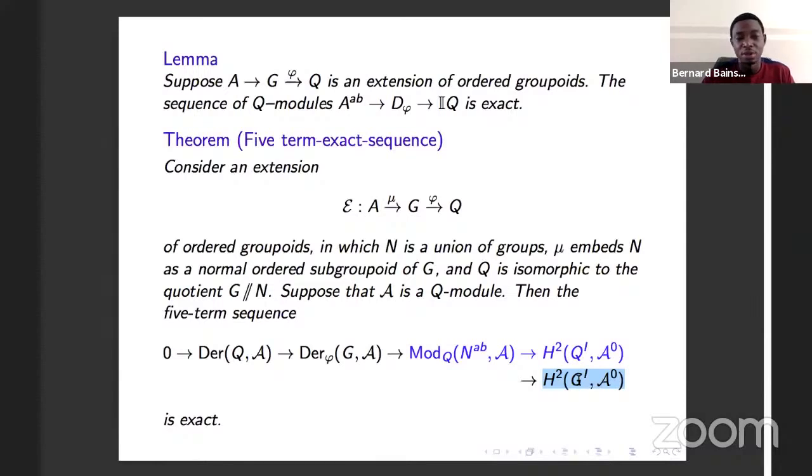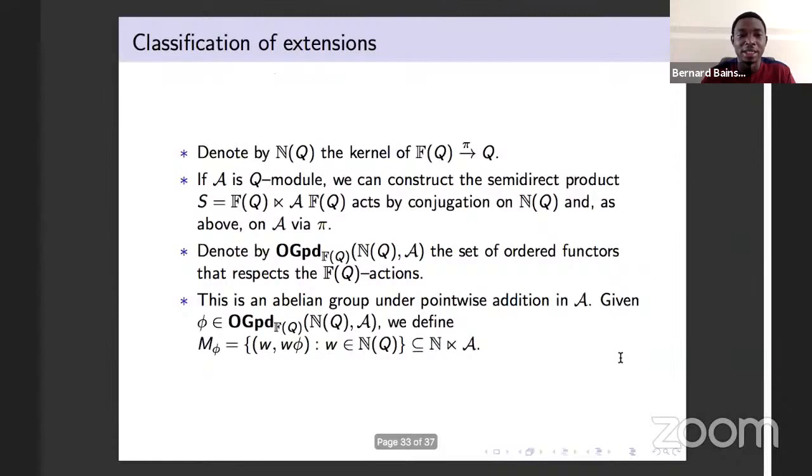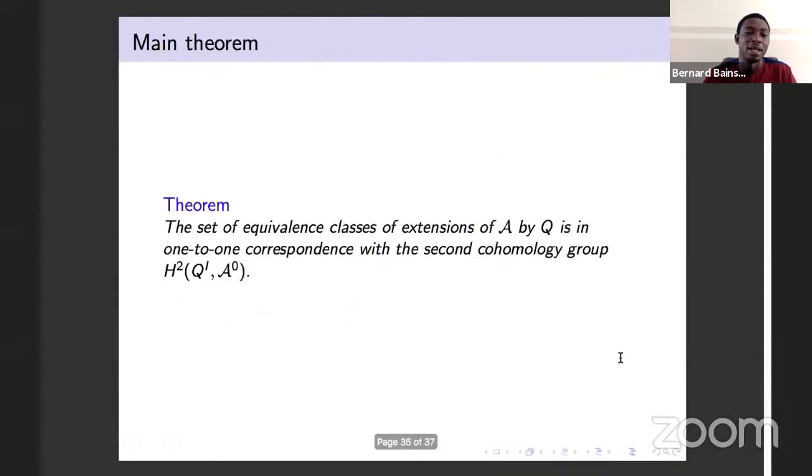The proof is shown in the paper on extensions and cohomology of ordered groupoids that we published. So we show that this is trivial, and then the cokernel map is just going to give us an isomorphism between these two groups. So the set of equivalence classes of extensions of ordered groupoids of A by Q is in one-to-one correspondence with this second cohomology group. And that is how we classify extensions of ordered groupoids.